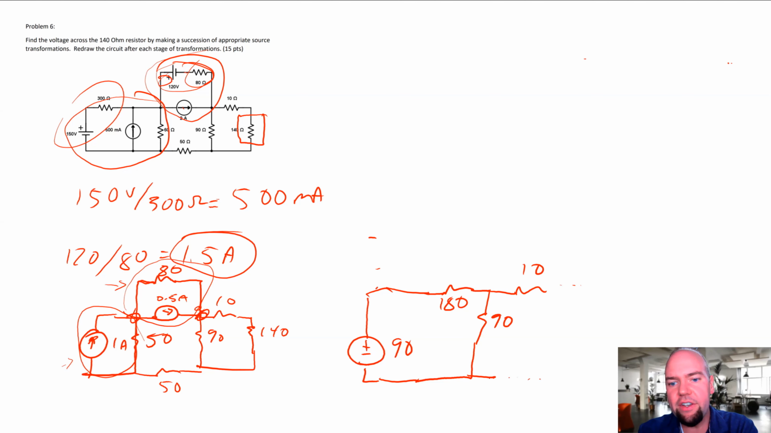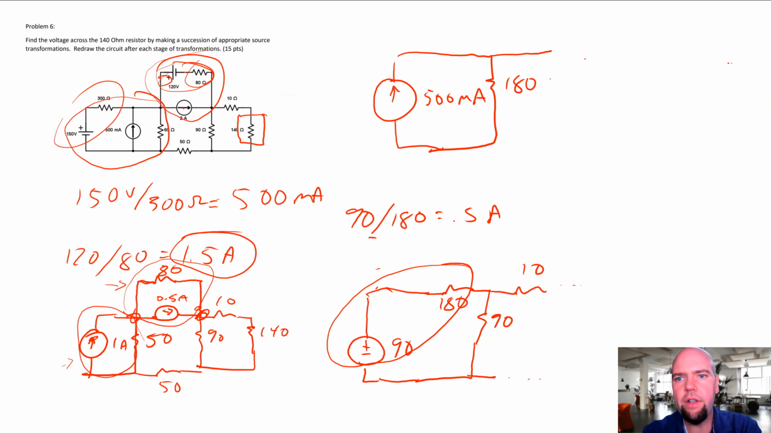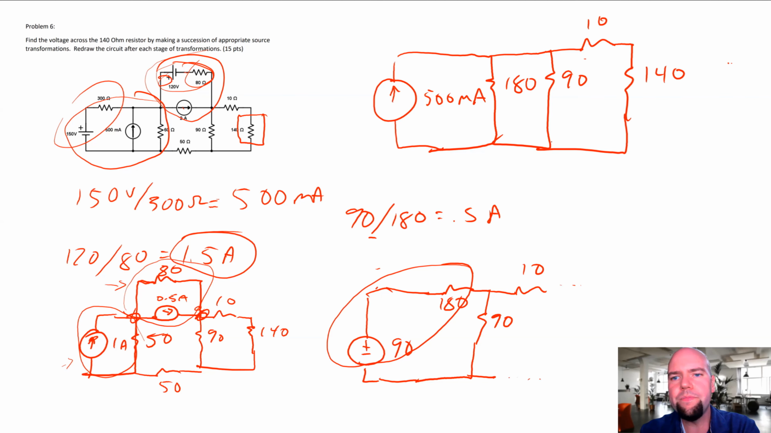Now we have, again, there's nothing we can reduce. There's no resistors in series or parallel. So once again, on this one, I'm going to do a source transformation here. 90 divided by 180 is 0.5 amps. So I'm going to redraw this as 500 milliamps in parallel with 180. And then that's in parallel with a 90. And then we have the 10 here, and then let's not forget about our untouchable 140 over here.